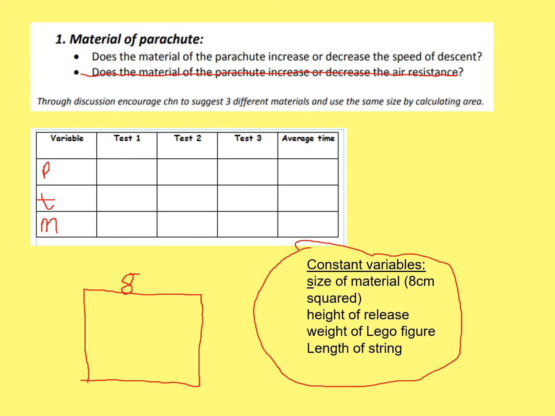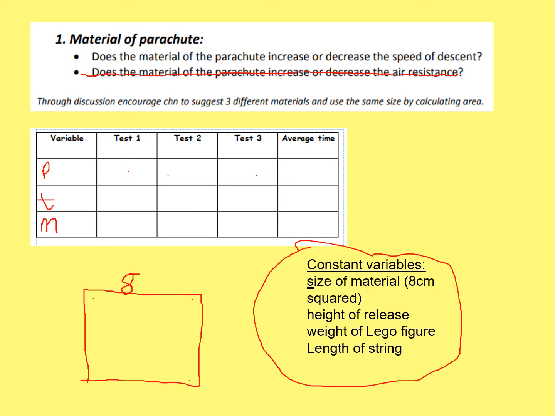The height of the release, so where I release the parachute from, the weight of the Lego figure, and the length of the string that is used to attach the Lego figure to each corner of my parachute here, each 4 corners there. Okay, so those are the constant variables that we keep the same, and the materials here are what I change. Now you'll notice in the results table here where we record what happens, we've got each material, I'm going to test it 3 times and then make an average time in seconds.